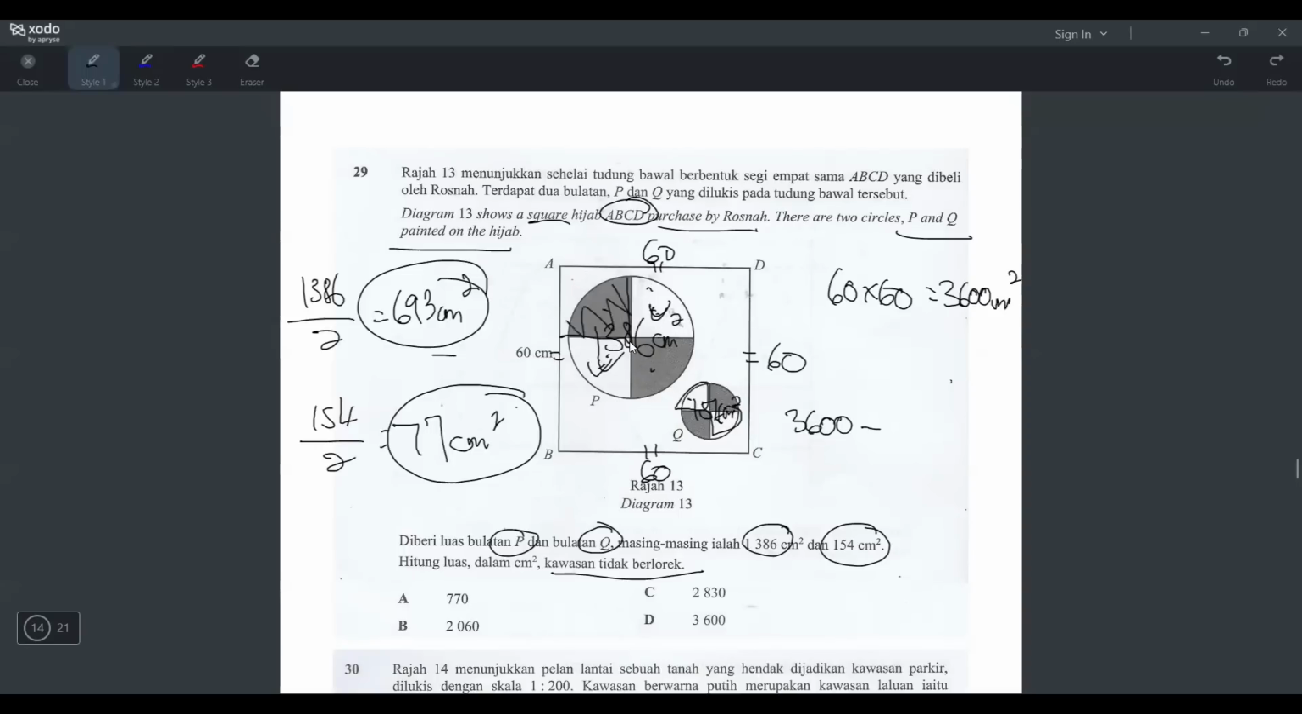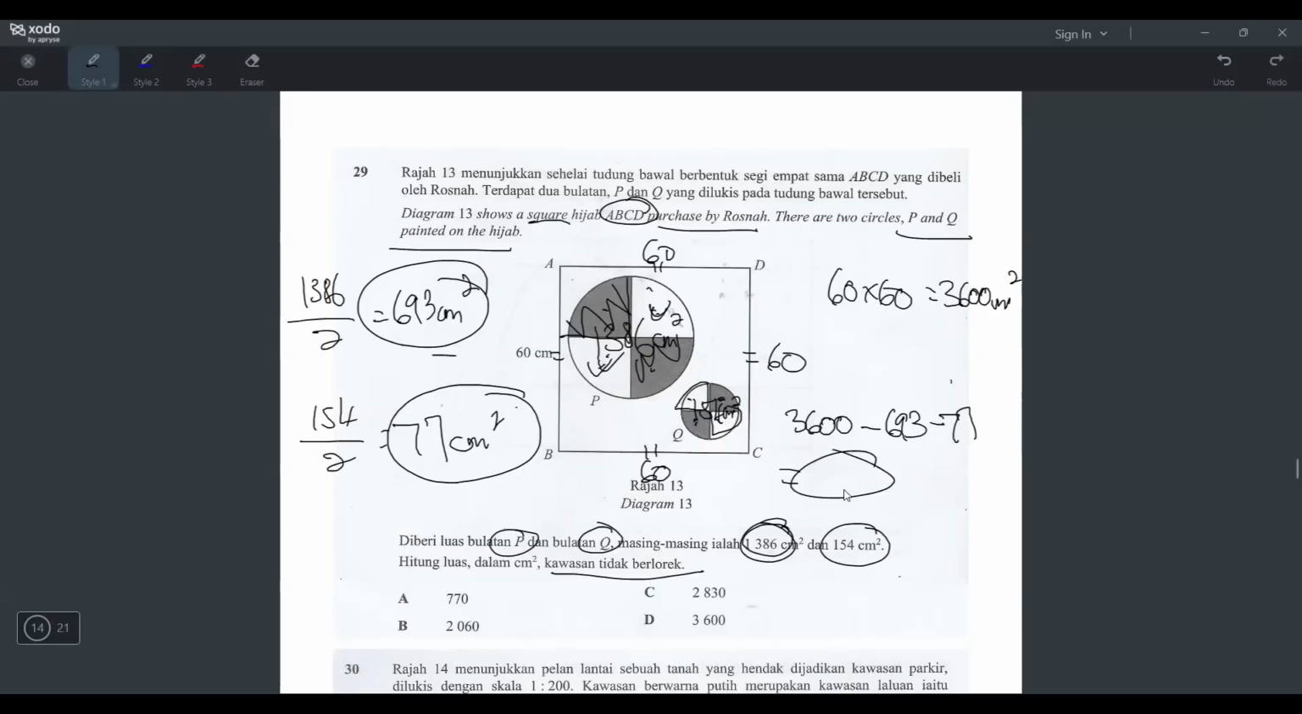The shaded region is actually half of the circle P, and we already know half the circle P area is 693, because I just take the 1386, which is the full area, and minus half lah. And then minus lagi half of the circle Q, which is 77. Understand, right? Because the full circle Q area is 154. Since the shaded region combined is half the circle, you just minus half of 154 lah, minus 77.